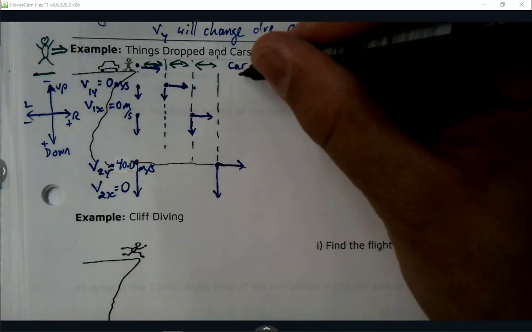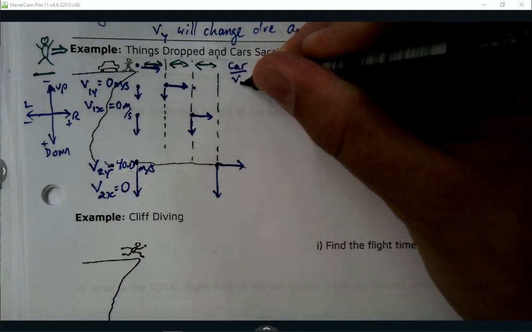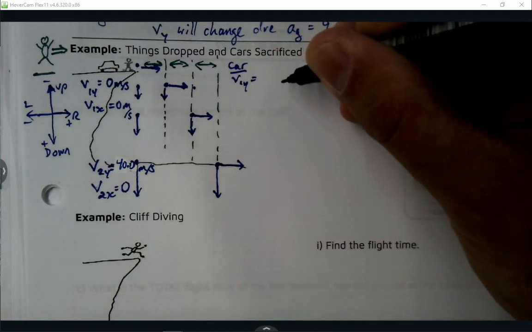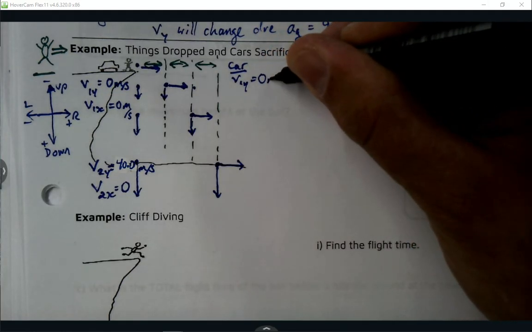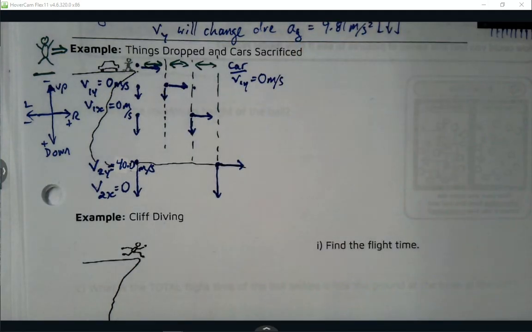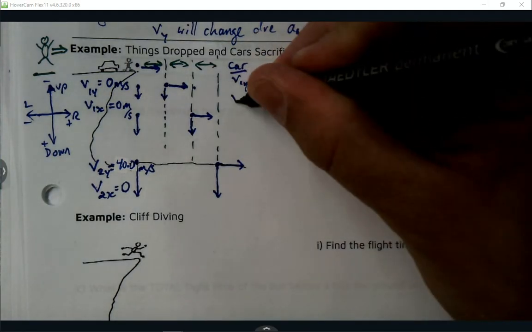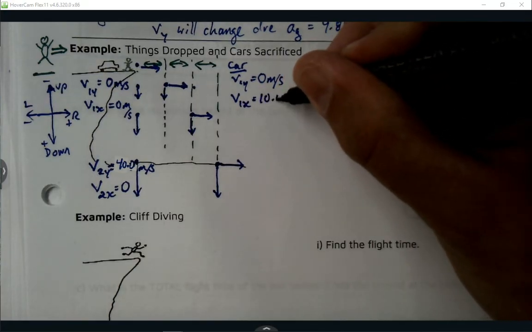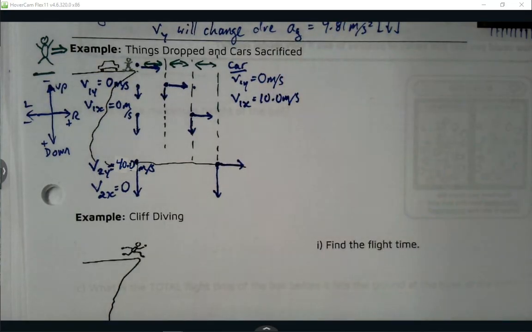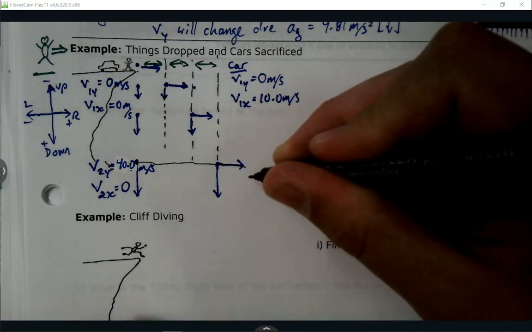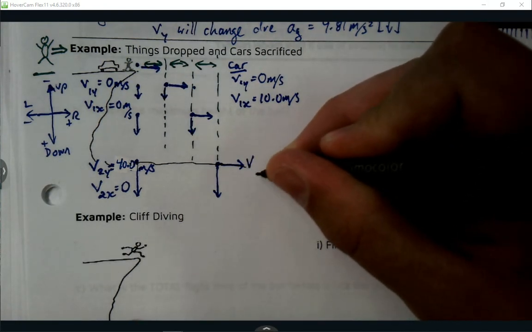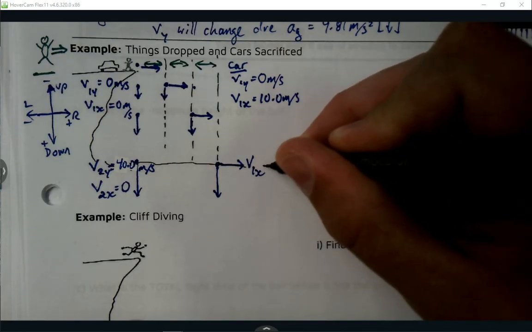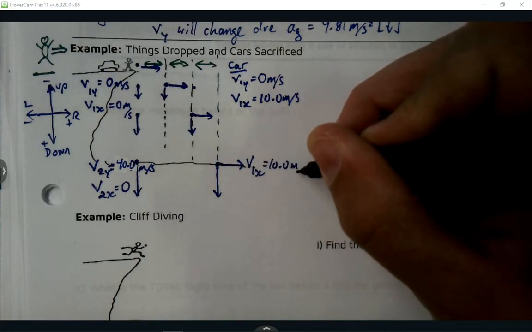For the car, V1y, if I drive off of a cliff horizontally, is still 0 meters per second, just like it was for the ball. V1x, though, remember, stunt driver, car, let's just say it's 10 meters per second in the x direction. When it hits the ground, the velocity for the car in the x direction is still 10.0 meters per second, neglecting drag.